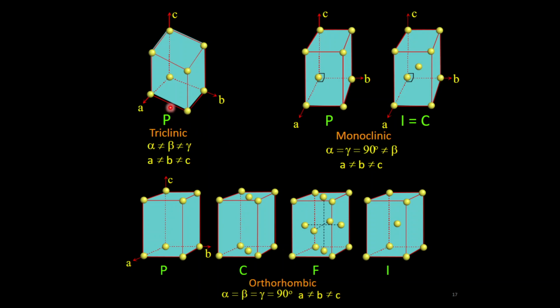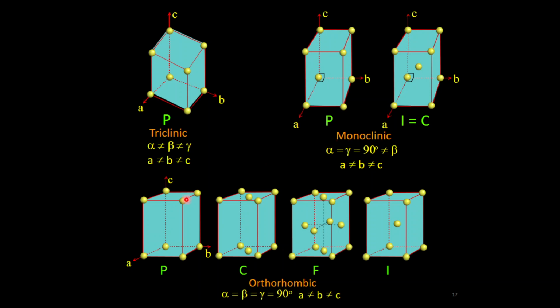So for the triclinic, we don't have any centered cells, any further Bravais lattice type. So we have only one. For the monoclinic crystal structure, we do have a primitive or simple monoclinic and a body-centered monoclinic, like the one in here. Right? This is the symbolic representation for that.